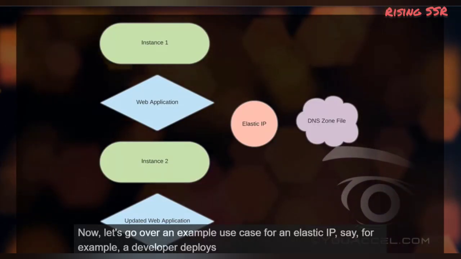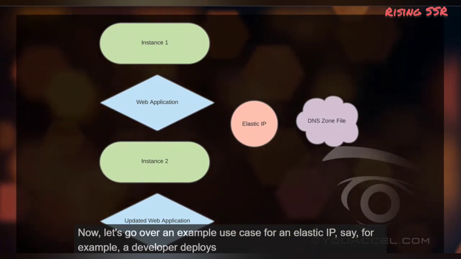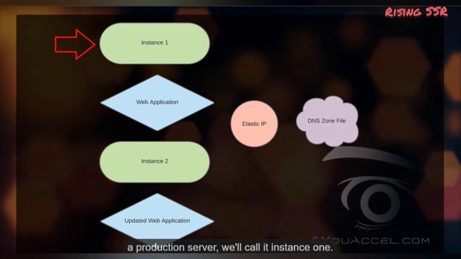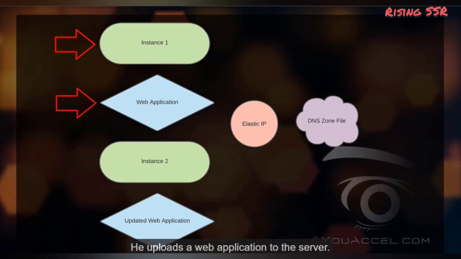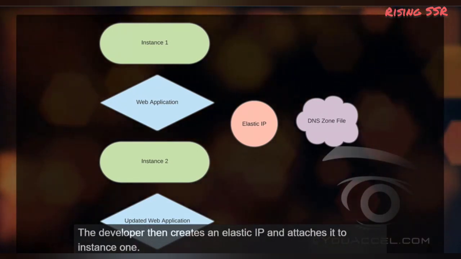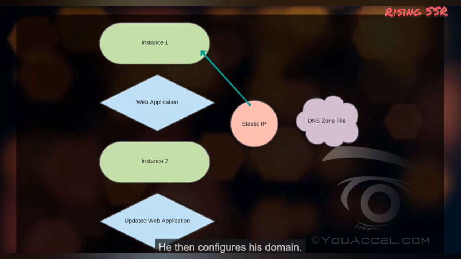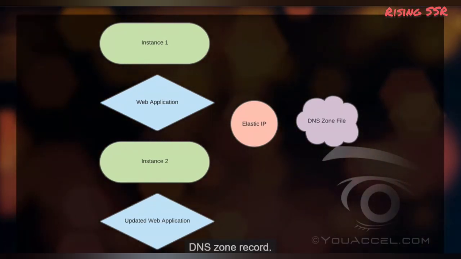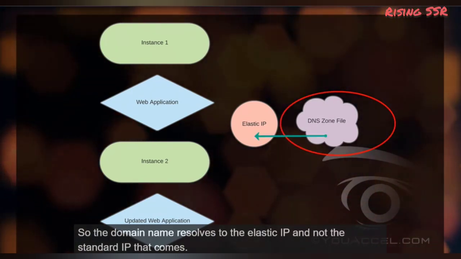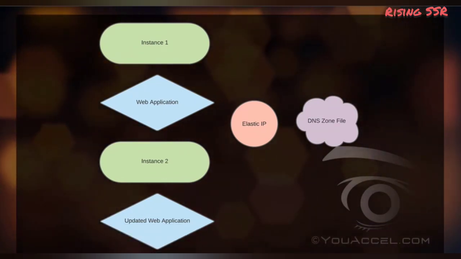Now let's go over an example use case for an elastic IP. Say for example a developer deploys a production server. We'll call it instance 1. He uploads a web application to the server. The developer then creates an elastic IP and attaches it to instance 1. He then configures his domain DNS zone record so the domain name resolves to the elastic IP and not the standard IP that comes when an instance is deployed.